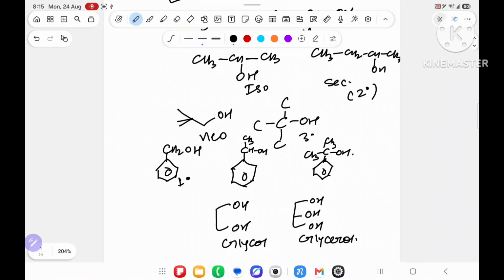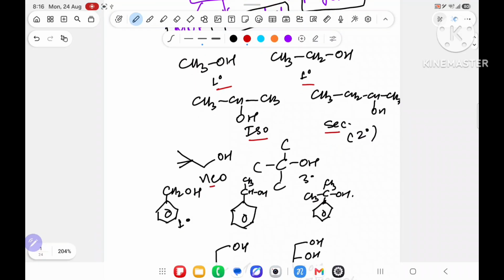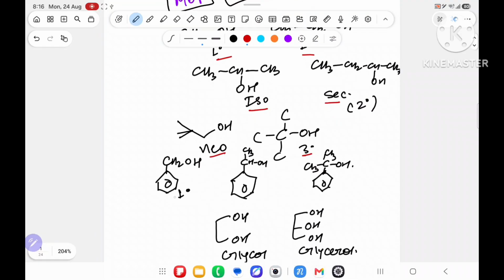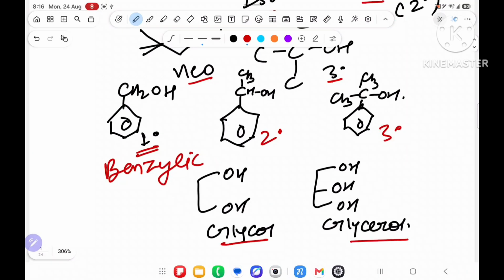So basic things you know about alcohol that first one is 1 degree, second one is also 1 degree, this is iso, this is secondary, this is neo, this is 3 degree tertiary, this is 1 degree benzylic alcohol, this is 2 degree, this is 3 degree, this is glycol, this is glycerol. More than that, we didn't have to know about that much of alcohol.